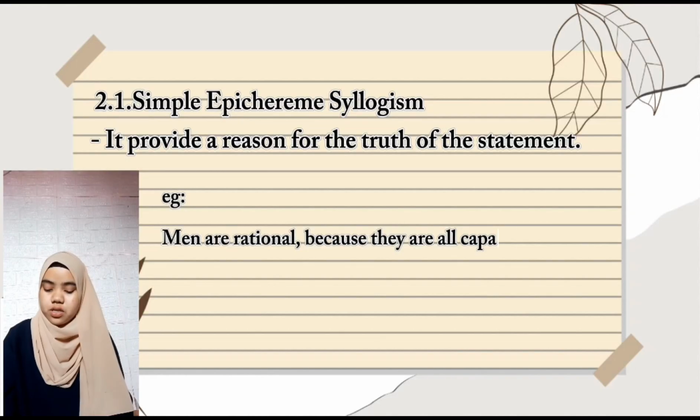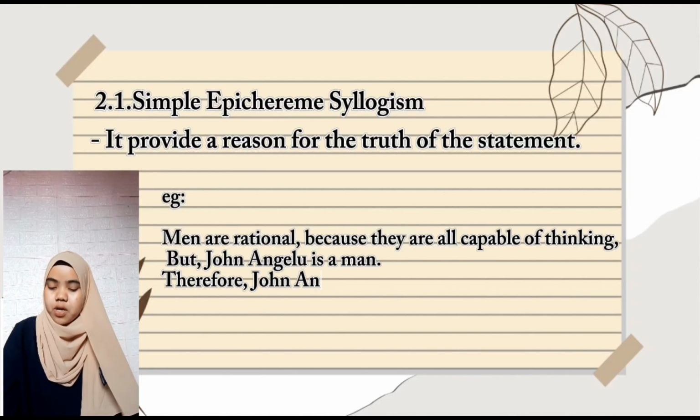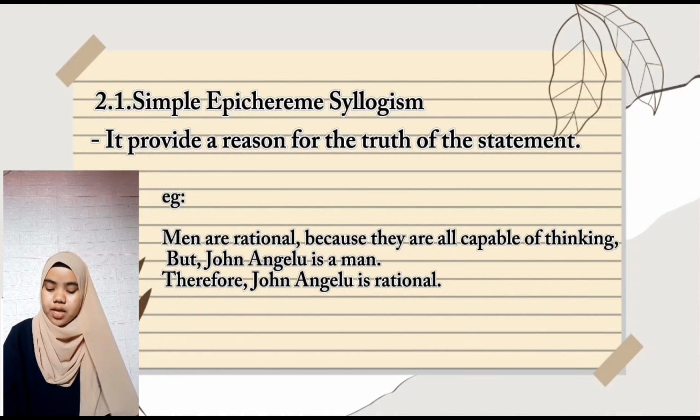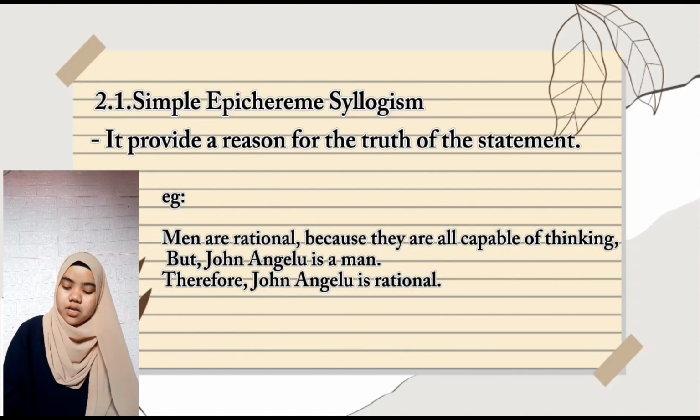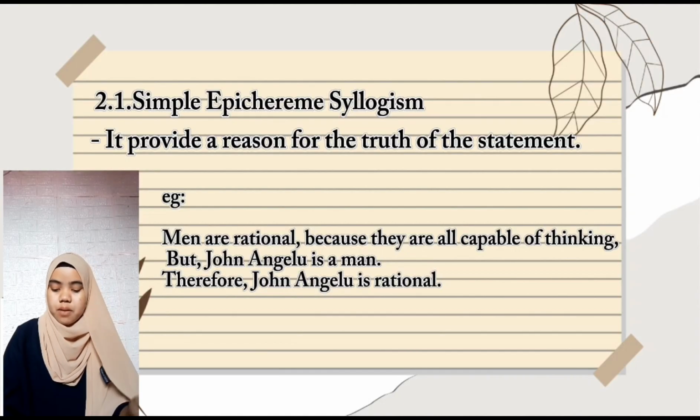So, for instance, men are rational because they are all capable of thinking. But John Angelo is a man. Therefore, John Angelo is rational. So the major premise here is that men are rational because they are all capable of thinking. And the minor premise is that John Angelo is a man, and the conclusion is therefore John Angelo is rational.